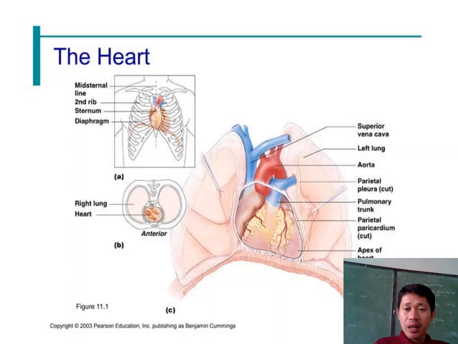Another illustration of the heart showing some of the large arteries like the aorta and the superior vena cava, pulmonary trunk.